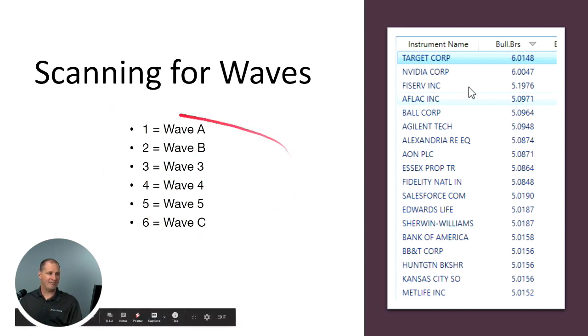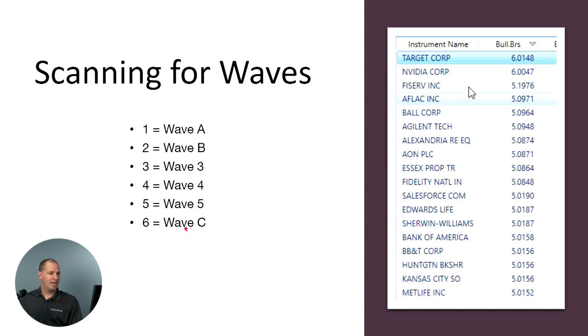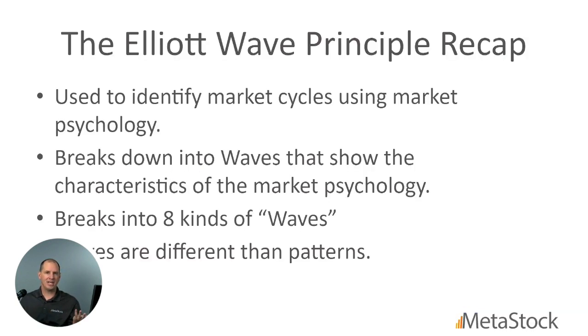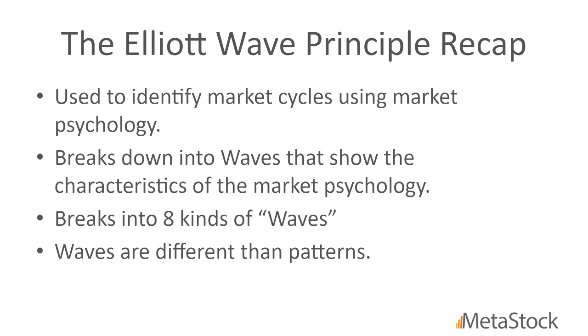You can also scan for waves inside here. So let's just say I was looking for a wave C. So when I scan and I get a number 6, that means it's a wave C. And then the next number will tell me how many bars ago it happened. So this actually happened 148 bars ago. So I had a wave C 148 bars ago. So I can look at what's going to happen next. So you can use this as a guide as well in the Explorer. Okay, so that's our recap of Elliott Waves.